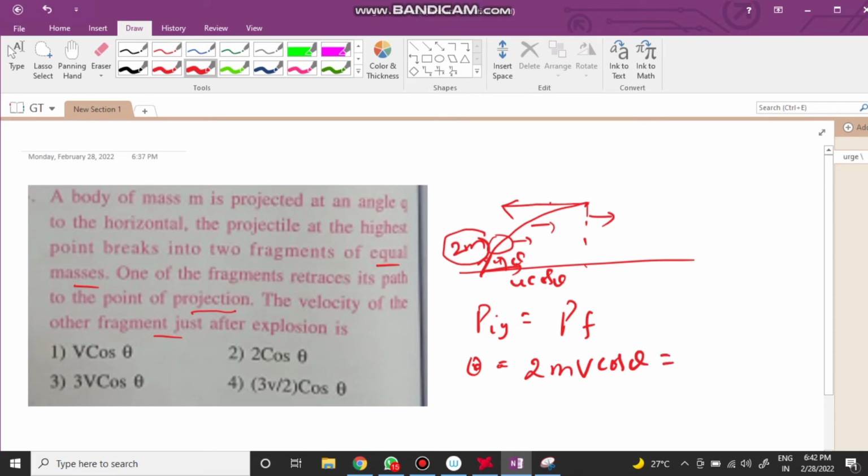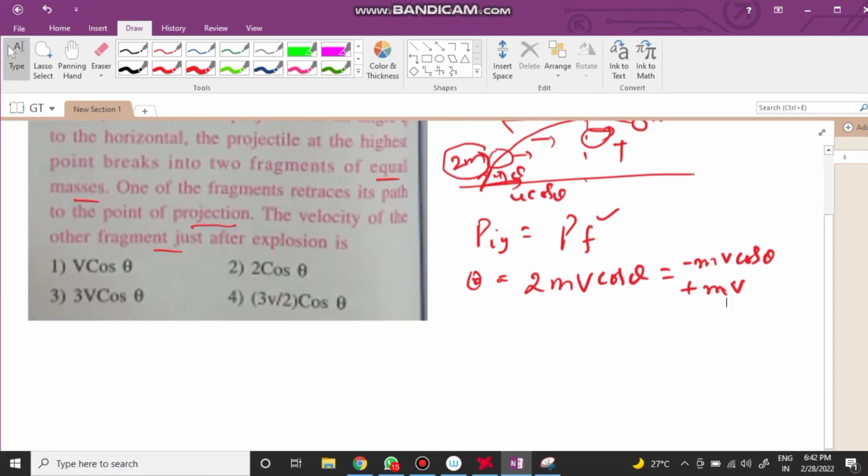Now this bomb is broken down into two pieces. One is m and another is m. One piece is going in this direction, another piece we don't know in which direction it is going. So we'll write here m v cos theta. It is retracing the path. If you are calling this as positive, this will be negative, so it will be minus m v cos theta. This we are talking about the final momentum, and the second piece will be m v.